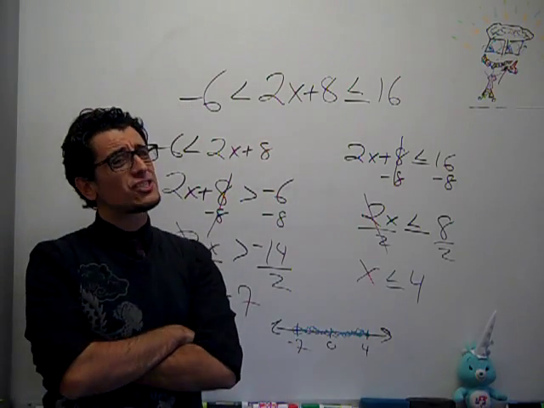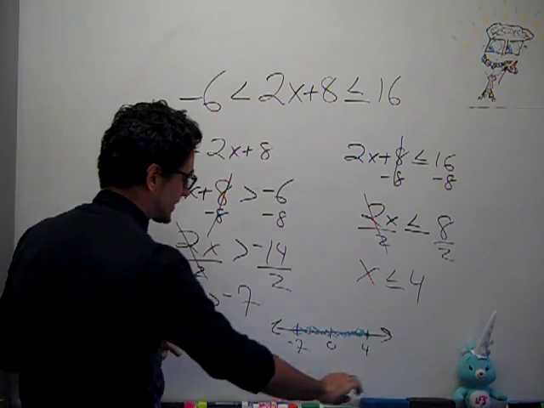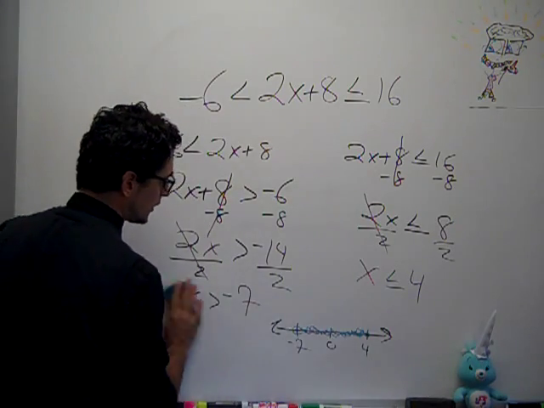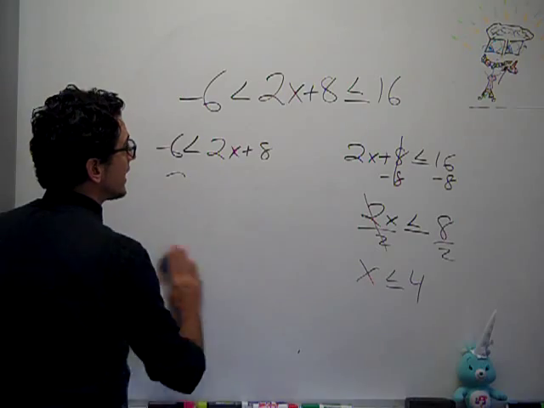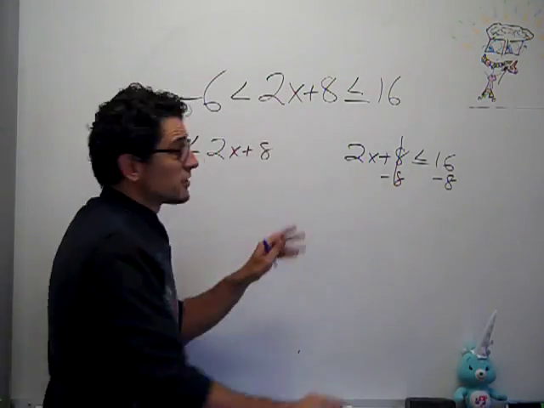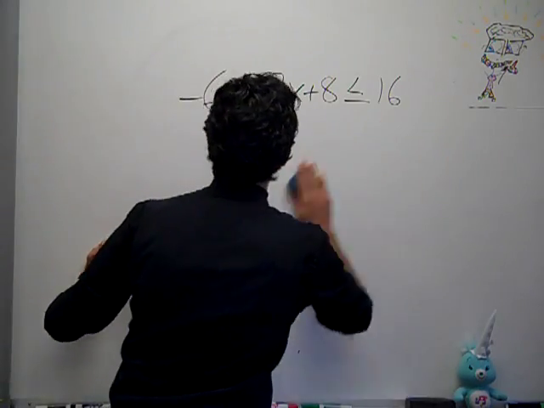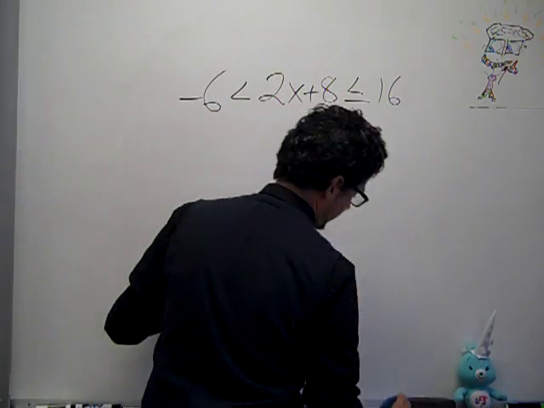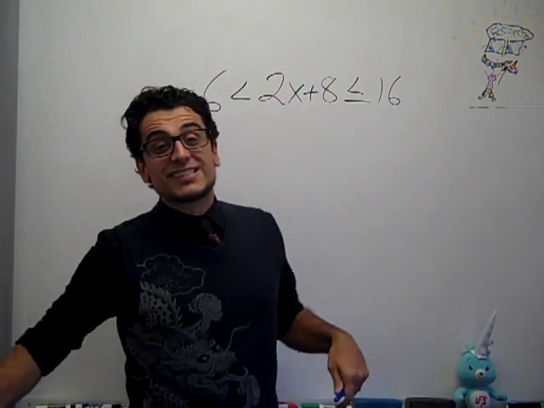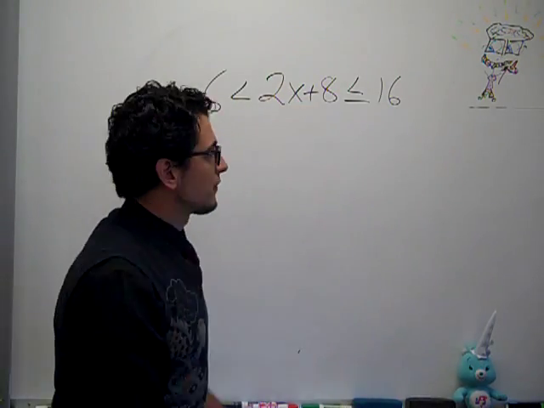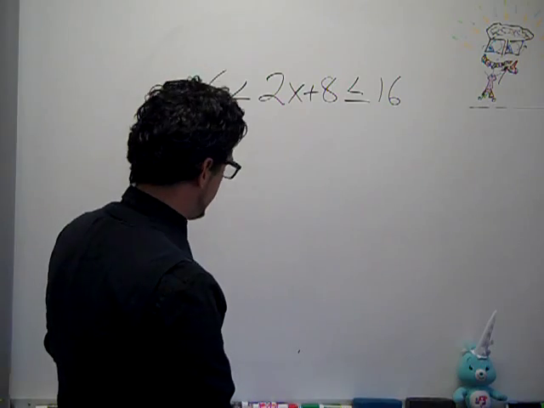Now I said there's 2 ways to solve this, so check this out. I'm going to erase this part real quick. Now, the other way of solving this, and I'm going to do the same problem again, but another way. So check this out. I have negative 6 is less than 2x plus 8, which is less than or equal to 16.